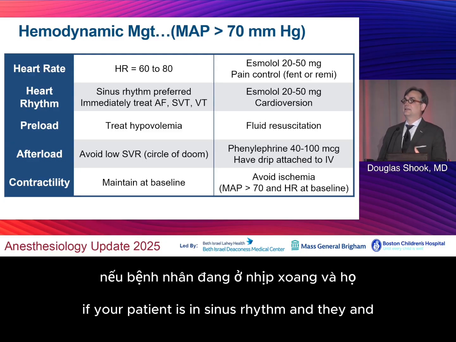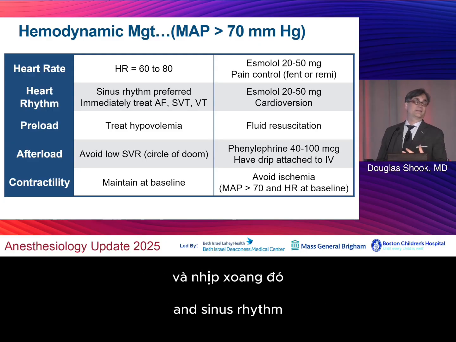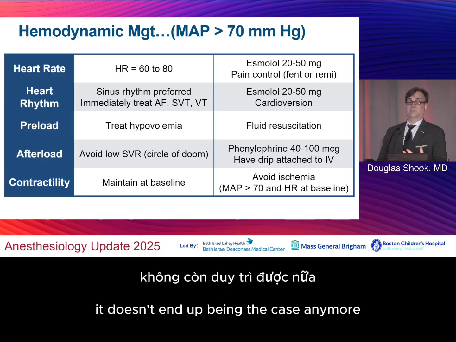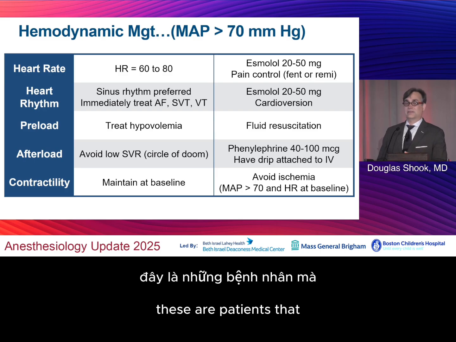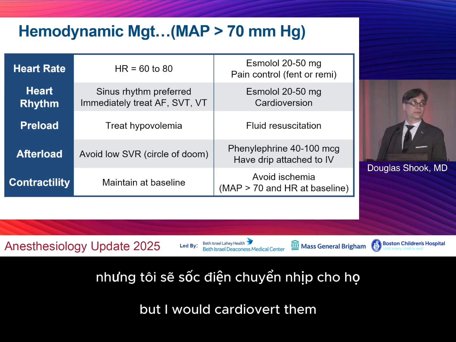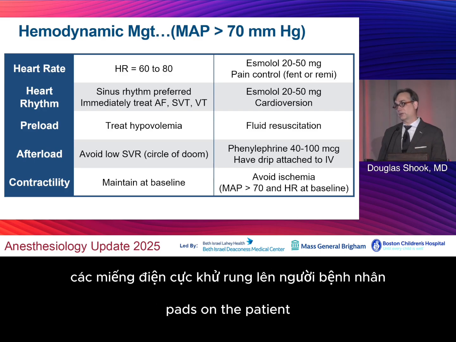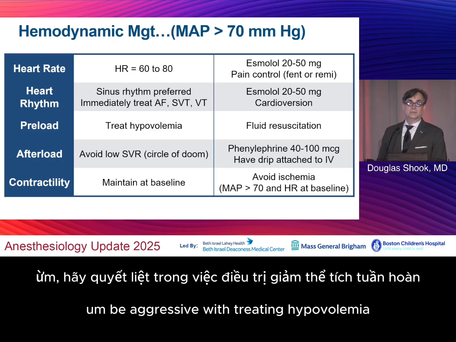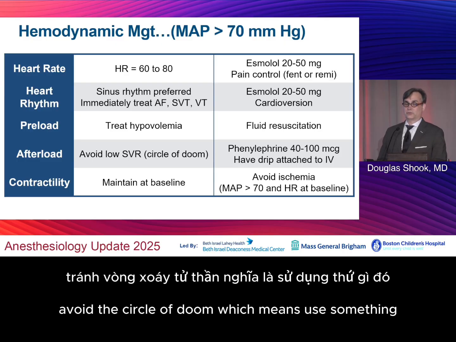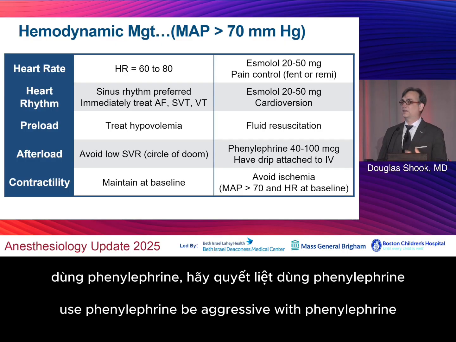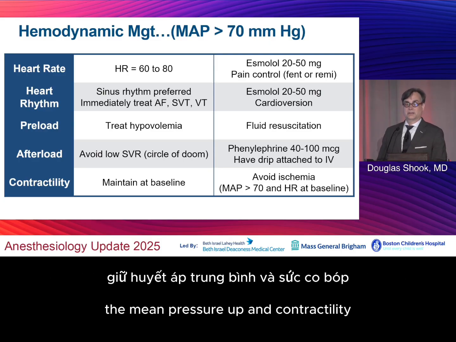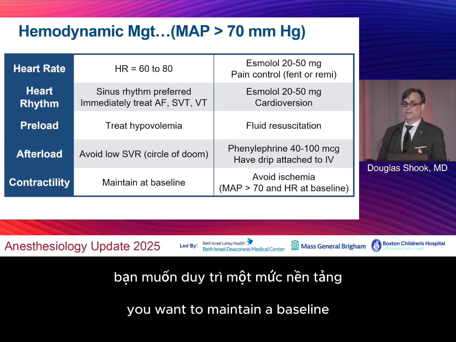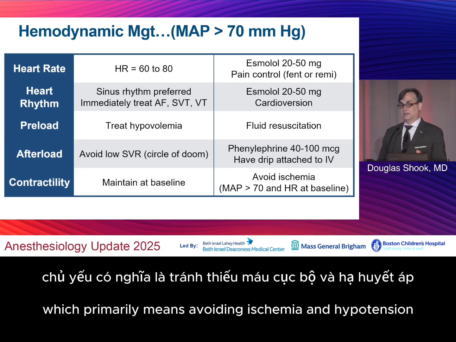Sinus is key. If your patient is in sinus rhythm and it doesn't end up being the case anymore, most likely atrial fibrillation, these are patients that you can try to slow the heart rate, but I would cardiovert them. So I actually would have defibrillator pads on the patient. Be aggressive with treating hypovolemia. Avoid the circle of doom, which means use phenylephrine. Be aggressive with phenylephrine drips to keep the mean pressure up. And contractility, you want to maintain at baseline, which primarily means avoiding ischemia and hypotension.